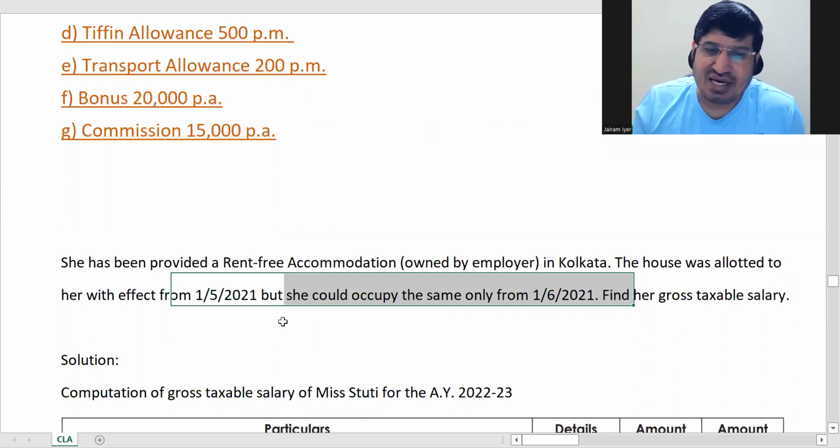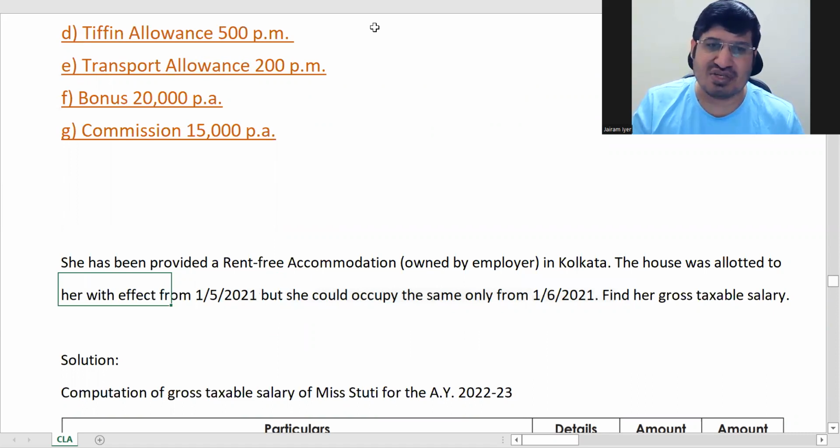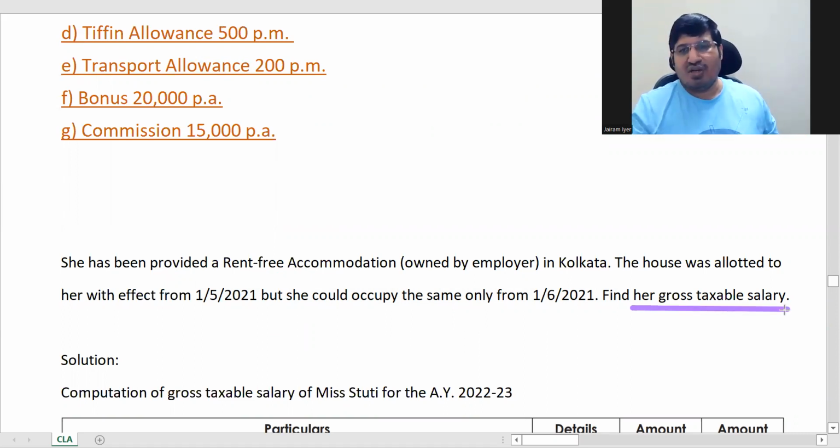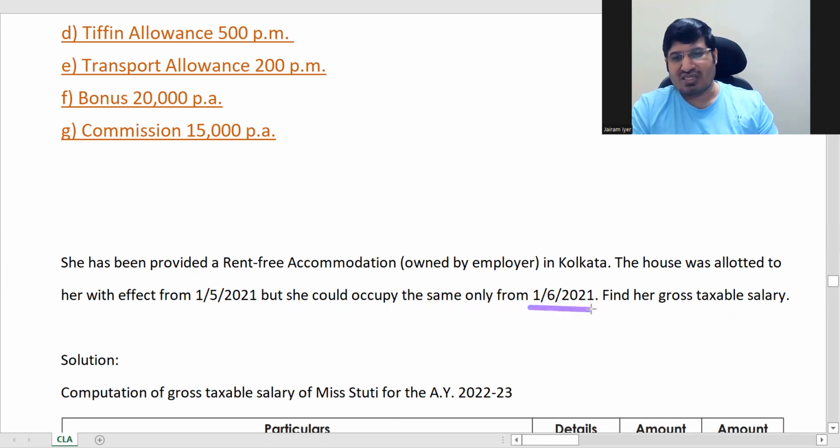And what we have to find here is the gross taxable salary. So for gross taxable salary, we have to find the rent-free accommodation value also. In the last problem, we had to find only rent-free accommodation, but here you have to find gross salary. Here we said in perquisite there were three conditions, correct? Only then is the perquisite chargeable to tax, when it results in personal advantage to the employee. That was the important point there. So she occupied only from 1/6, so that's why you will consider the perquisite only from 1/6, from when she used it.